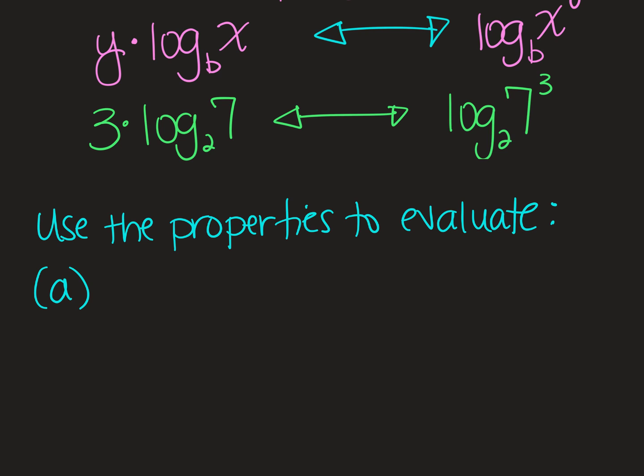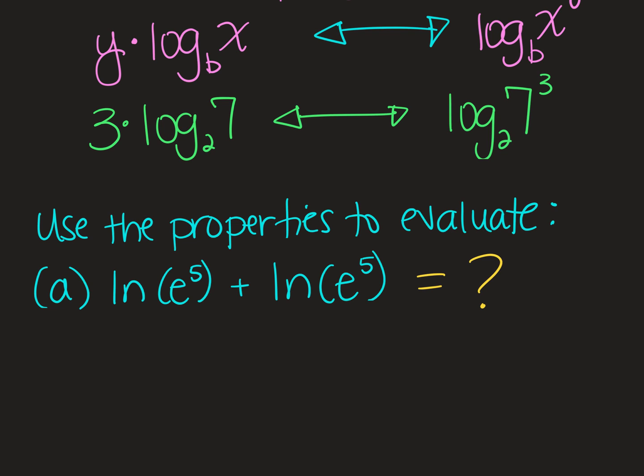All right, so let's say I have the natural log of e to the fifth plus the natural log of e to the fifth. It's interesting, right? So let's use what we talked about yesterday and what we talked about today. We're going to use all those properties in conjunction with each other to try to find out what this is going to be equal to. My ultimate goal here is to find the value of that expression. And I don't want to touch my calculator. We can do this completely without a calculator.